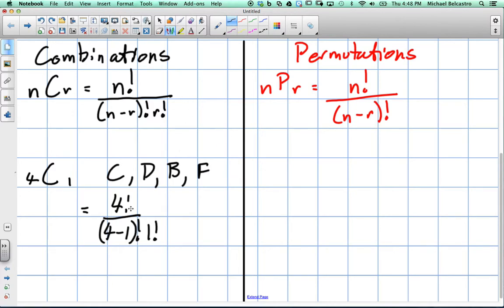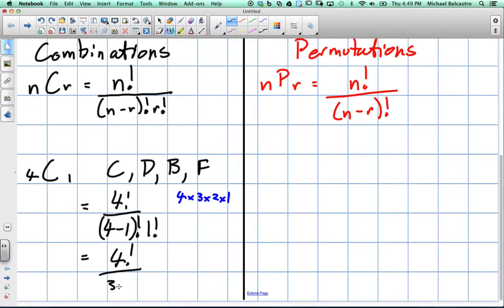Well, a factorial is that value times each whole number before it. So 4 times 3 times 2, all the way down to the number 1. Okay, so that's what 4 factorial is. So this ends up being 4 factorial over 3 factorial times 1 factorial. Well, the 1 factorial, 1 times 1 is 1. 3 factorial is 3 times 2 times 1, which is 6.